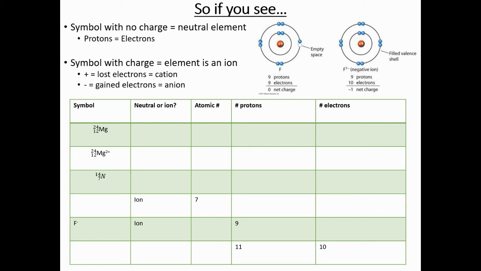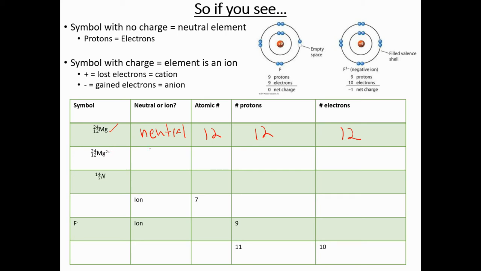So let's take a look at the first one here. Essentially, if you don't see a charge written on top of the symbol, then you know it's the neutral version. So for example, here there's no charge, so I'm just going to put that this is neutral, and I can just fill it out as normal. Atomic number 12, protons 12, and since it's neutral, there should be 12 electrons to make it neutral. Now in this case, we have Mg2 plus.